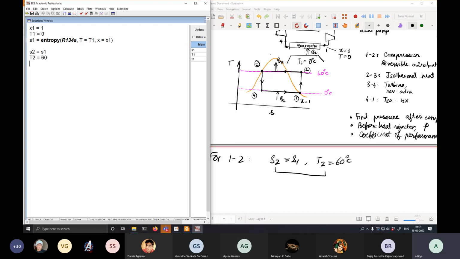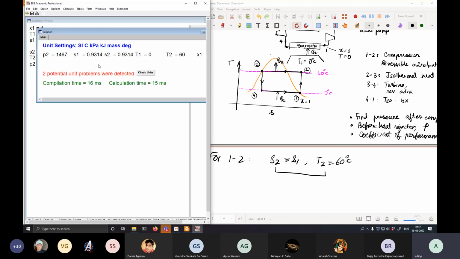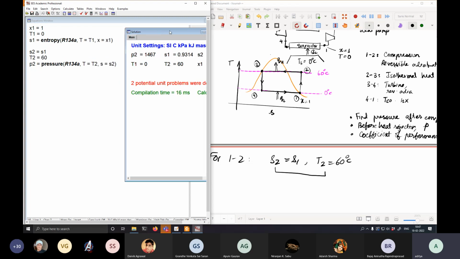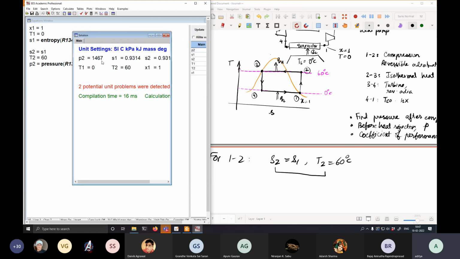Then what can I do? What is the question? Find the pressure after the compression process. So 1 to 2 is the compression process. So I must figure out what the pressure at 2 is. So P2 is pressure of R134A at T equal to T2, S equal to S2. Run this, and we obtain a P2 of 1467 kilopascal.